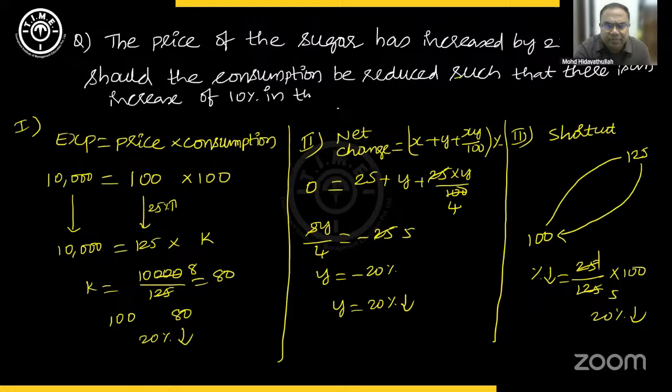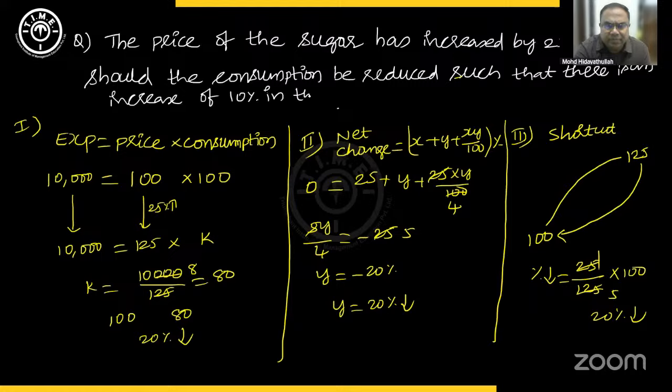Price 25% increase. Consumption we don't know. 25 into Y by 100 is equal to net change. So what is my net change here? Last time it is 0 because there is no change. There is a 10% increase in the expenditure, so plus 10. Sometimes he will say 10% decrease in the expenditure, then it will be minus 10. So if I solve this, 5y by 4 is equal to minus 15. Y is equal to minus 12%. This indicates 12% drop.